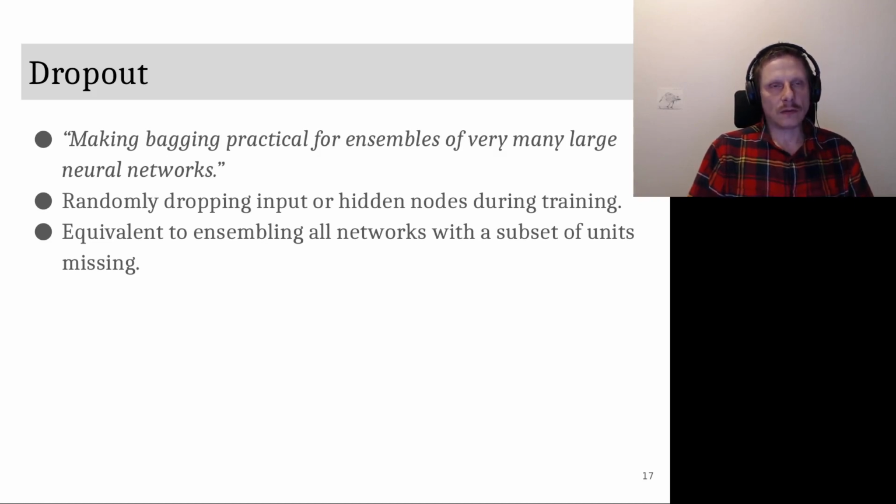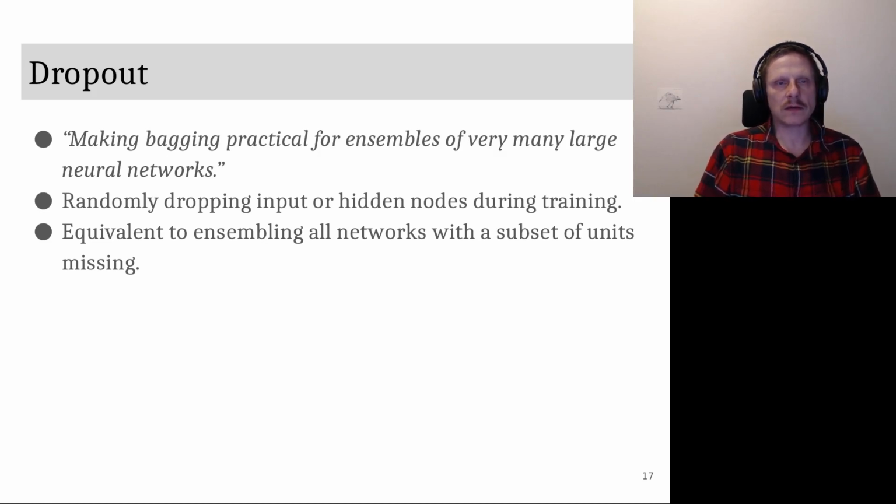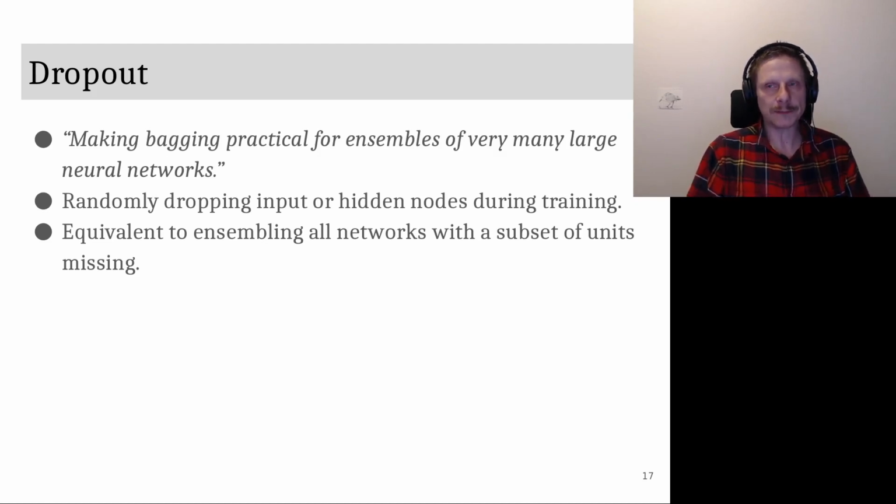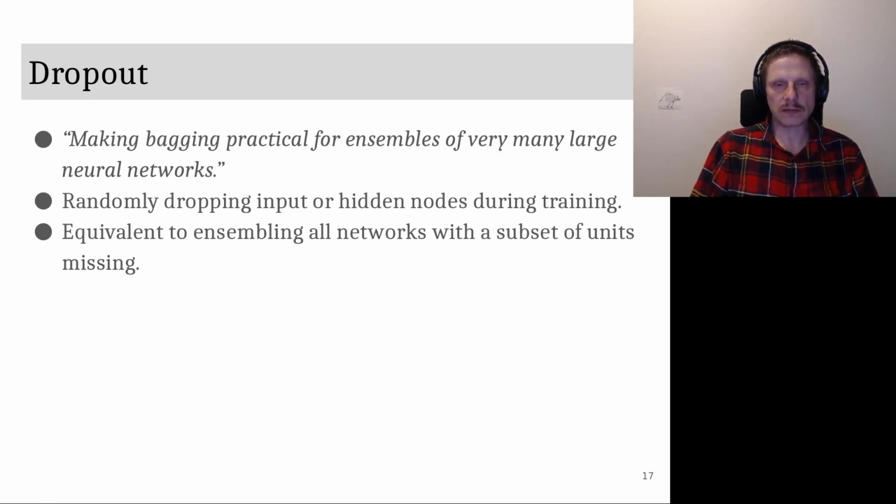So where does the name come from? Well, it comes from the fact that we are going to be randomly dropping input or hidden nodes during training. So during training, we will drop them in the sense of just ignoring them, setting them to 0. And in general, at the high level, this is equivalent to ensembling all networks with a subset of units missing.